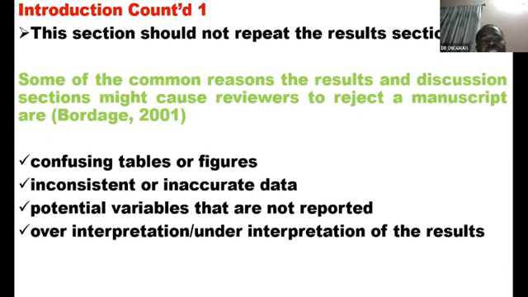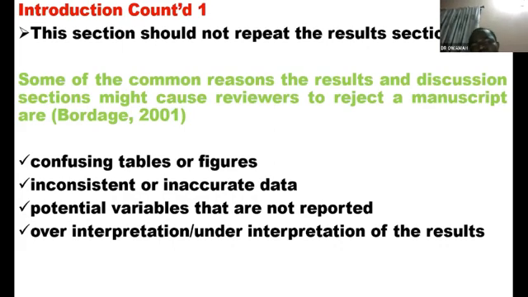Now, the discussion section should not repeat the results section. So during the discussion, you do not repeat the result. That is for papers that have them as distinct sections, results and discussion. But many a time, like I said, for many journals, these two are combined together.